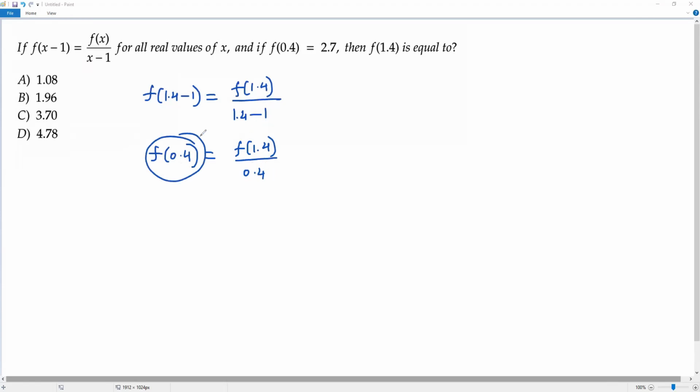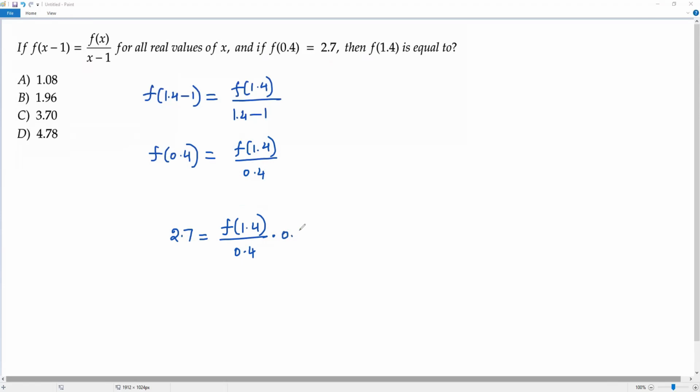We have a value for f(0.4), that is 2.7. Let's plug in 2.7 for this. Then I'm getting 2.7 = f(1.4)/0.4. Since our aim is to get the value of f(1.4), we have to isolate f(1.4). For that, we have to get rid of this denominator 0.4.